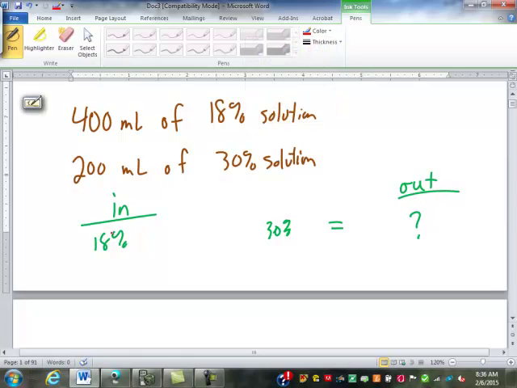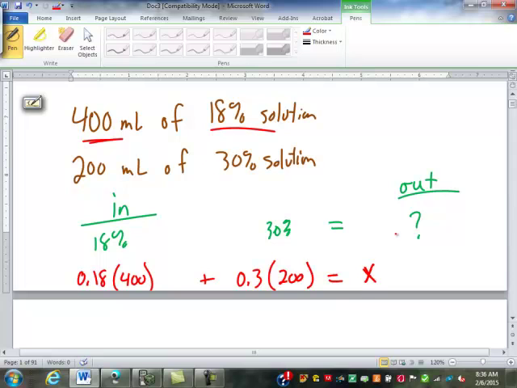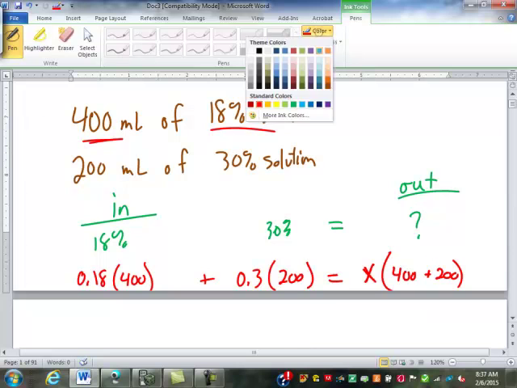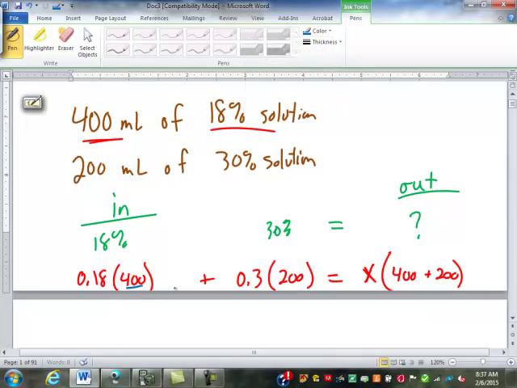So for each of these, we're going to start out with the 400 milliliters of 18%. That'll be 0.18 times 400. Plus, we got the 30%, that's 0.30, or just 0.3 is the decimal for 30%, times 200 milliliters. Now, on the other side over here, it's the percent that we're looking for. So that rate, that decimal, is our variable. And how much of it is there going to be? Well, 400 milliliters plus 200 milliliters, the total of the two inputs here.